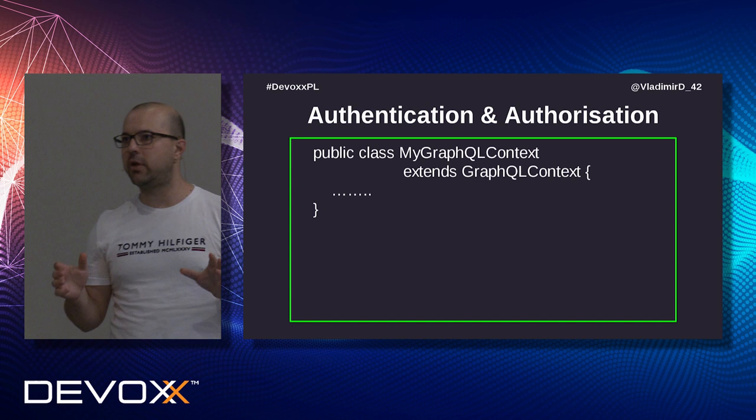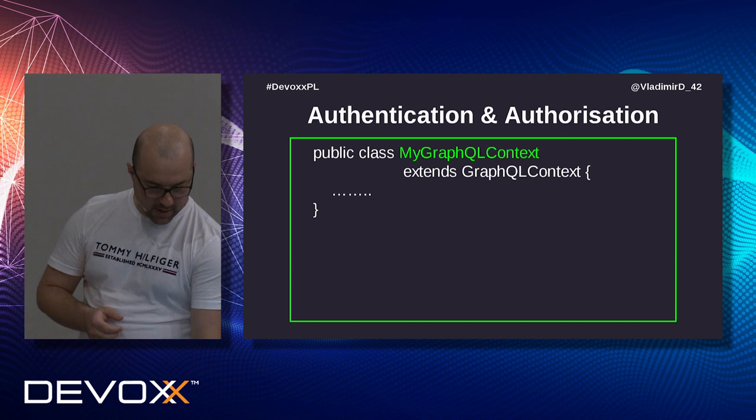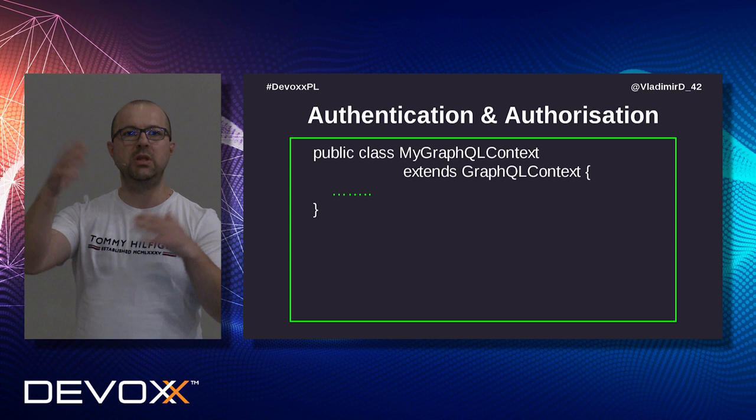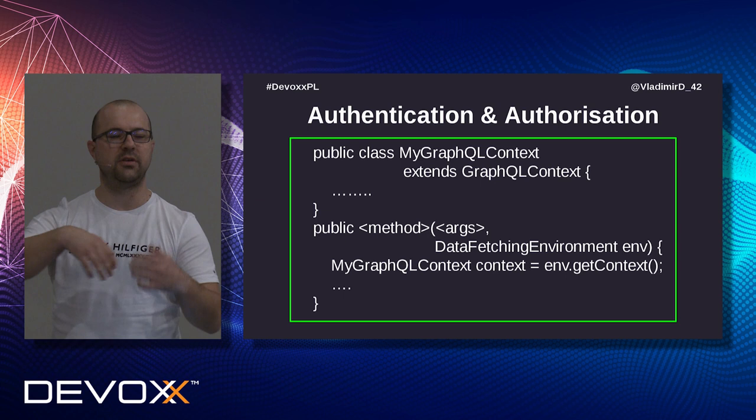In the case of Java GraphQL, what we need to do is create basically something like this. We create a class MyGraphQLContext, which extends GraphQLContext, and then we just add some things that we need here, for example user, credentials, roles, whatever. And then, like I said, when the user accesses our website, we check if they are logged in or not. If they are logged in, we provide them with some session ID or whatever.